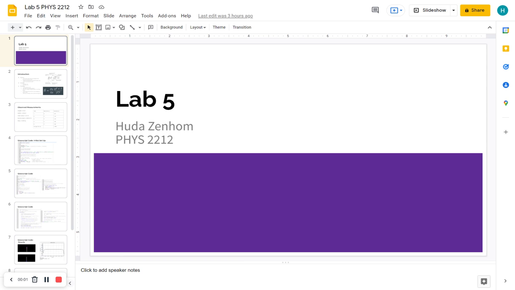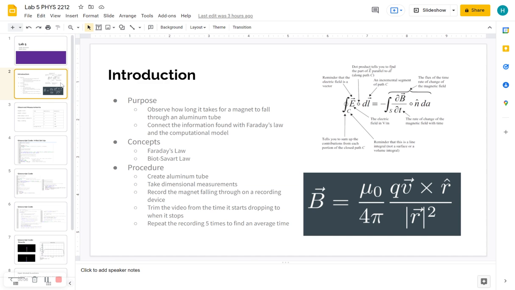Hi, this is Huda Zenham from Physics 2212, and this is the fifth lab of the semester. To introduce, the purpose of this lab is to observe how long it takes for a magnet to fall through an aluminum tube, and then connect the information found with Faraday's law and the computational model we make in GlowScript.